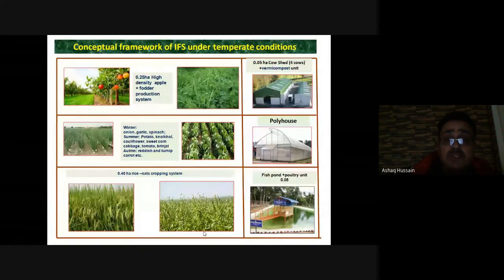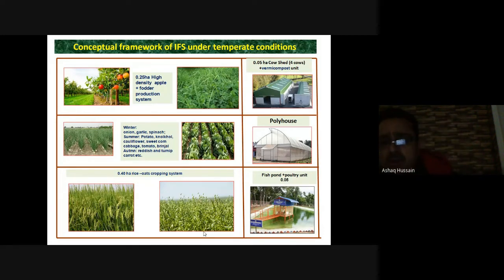Then in the middle we see the different types of winter vegetables: onion, garlic, spinach. Then during the summer, potato, knol khol, cauliflower. Then sweet corn, cabbage, tomato, brinjal, autumn radish, and turnip can be grown for the additional income. And polyhouse can be used for producing vegetables during the winter season. And also during the winter season, we can also grow early seedling vegetables to produce brinjal, chili, or tomato. And then when a crop is produced early in the season, it fetches very high market price.